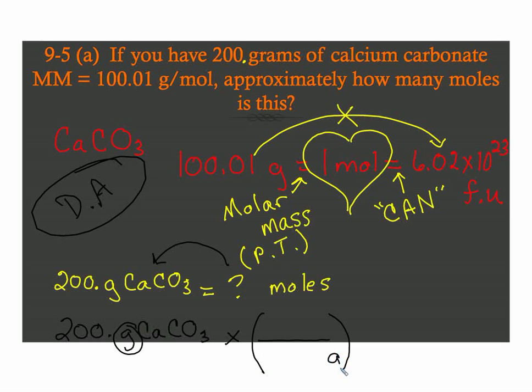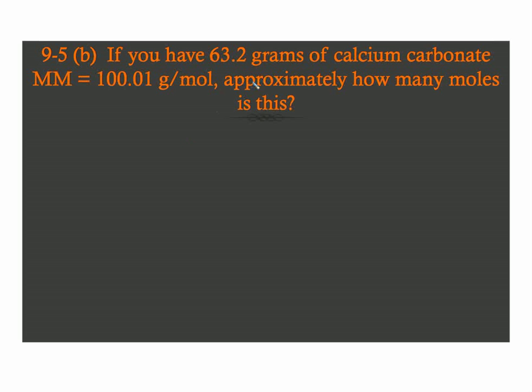I've got grams in the numerator, and I want to eliminate them. So I'm going to put them in the denominator. And I want moles. Now notice what my molar mass says. That for every 1 mole, right, that's implied that many grams for 1 mole. So for every 1 mole, I have 100.01 grams. And sure enough, I get 2 moles. Okay, let's try another one.